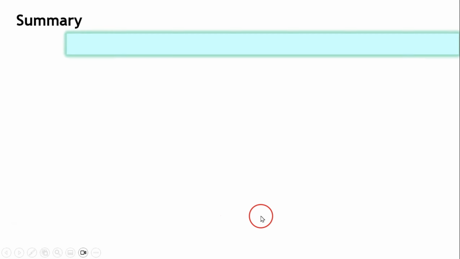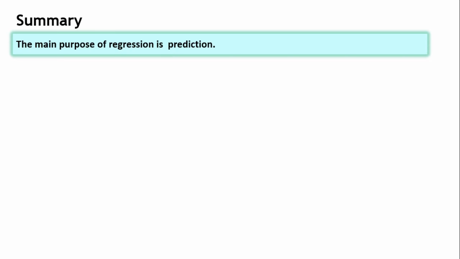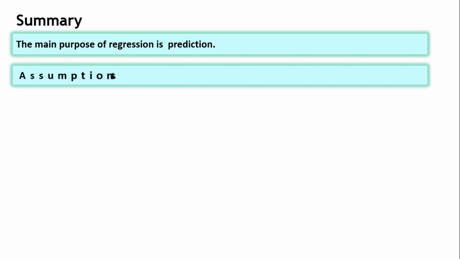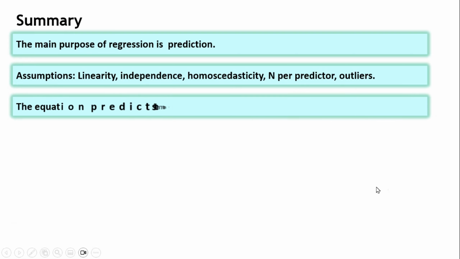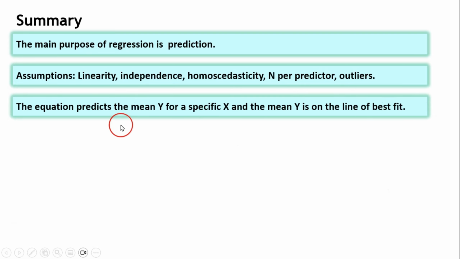So let's summarize. Number 1, the main purpose of regression is prediction. The assumptions: linearity, independence of observations, homoscedasticity, n per predictor. Remember, you need about 15 people or values for each independent variable that you have, and outliers. The equation that you develop predicts the mean y for a specific x, and that mean y value is always on the line of best fit.